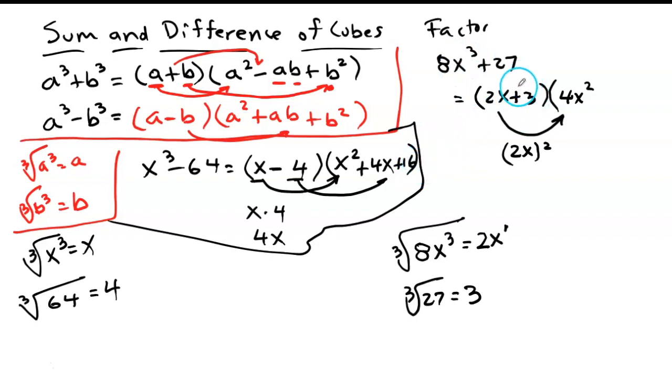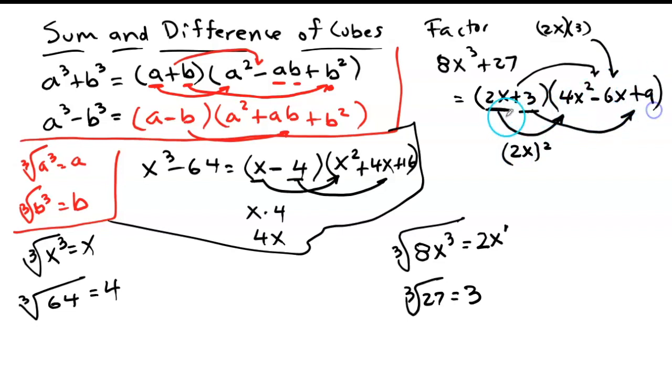What's next? Change the sign. Minus. The first times the second. So 2x times 3 gives you 6x. Last term, that to the second power. 3 squared is 9. And I am done. Alright, and that's sum and difference of cubes.